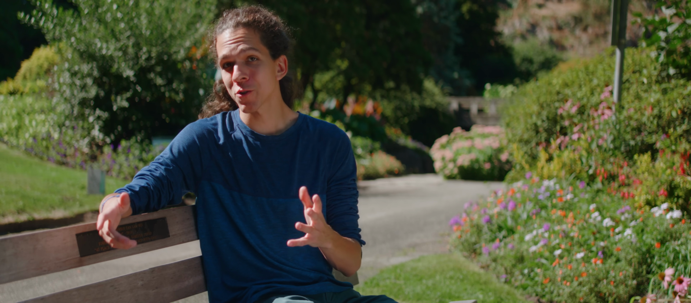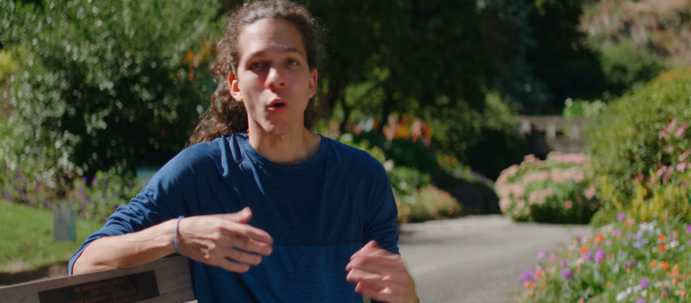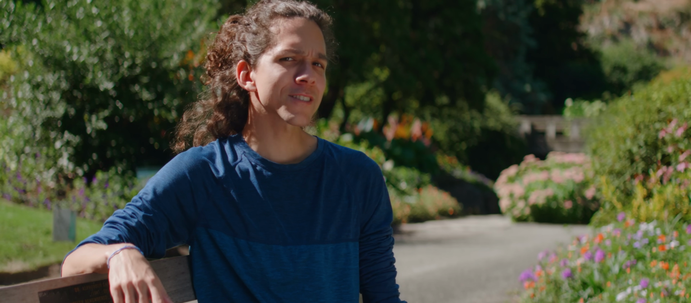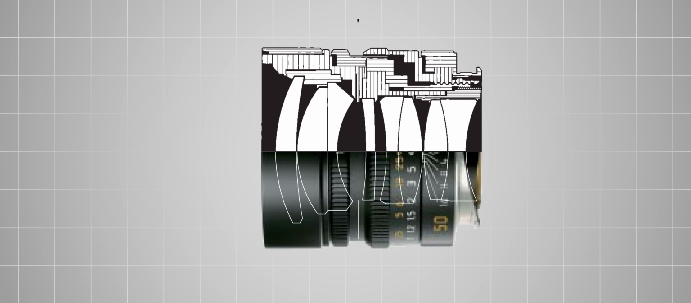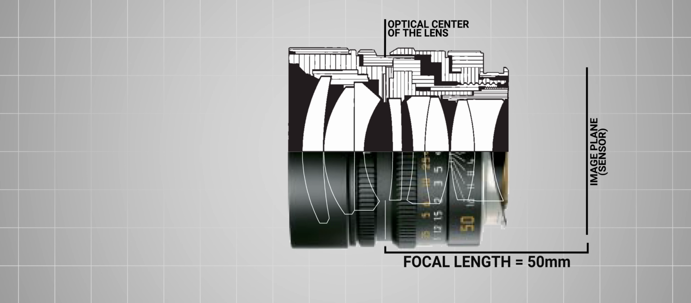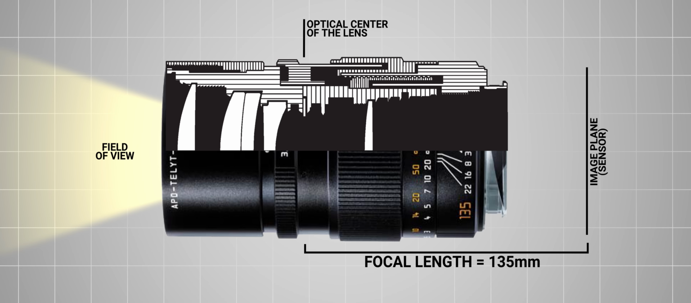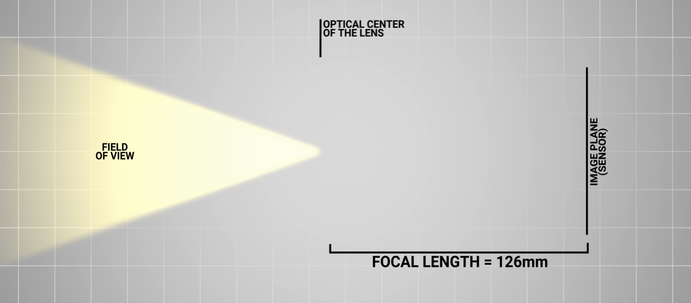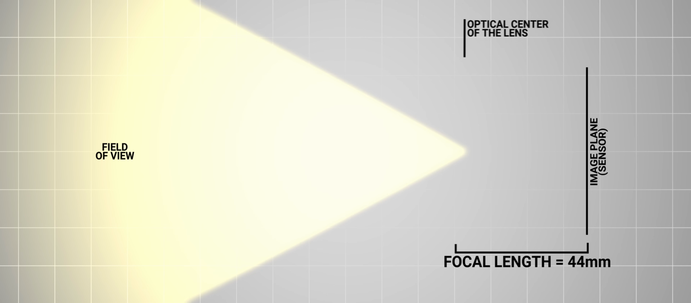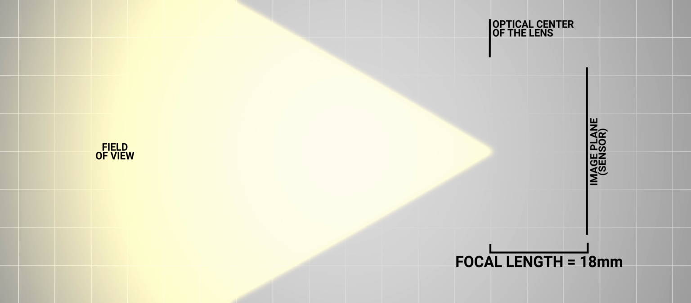A lot of people assume it's a measurement of the lens itself, or one of its elements. But that's not correct. It's actually the distance from the optical center of the lens to the camera sensor when the lens is at infinity focus. This distance determines the angle of view or field of view that will be captured by the camera. A short focal length, like 10 millimeters, will capture a much wider field of view than a long focal length, like a 75 millimeter lens. Because bringing the optical center of the lens closer to the sensor increases that angle of view.